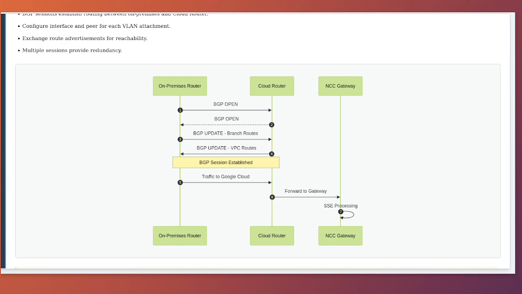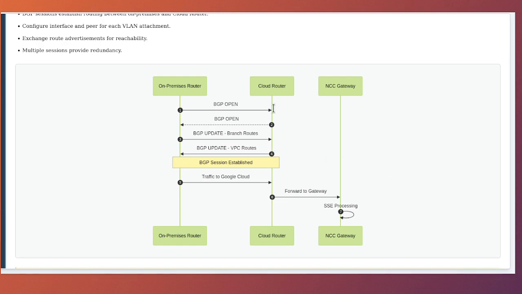The sequence diagram shows the BGP establishment process. Your on-premises router and the cloud router exchange BGP open messages to establish the session. They then exchange update messages containing route advertisements. The cloud router advertises the routes you configured, while your on-premises router advertises routes to your branch networks.